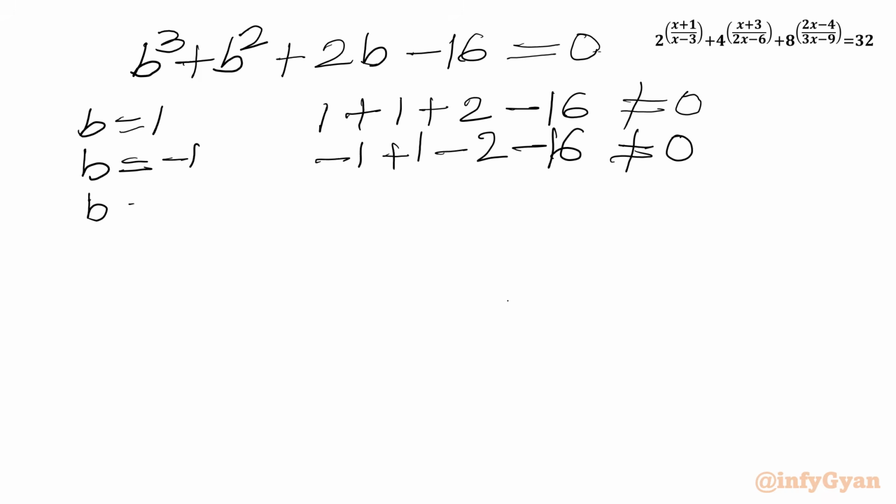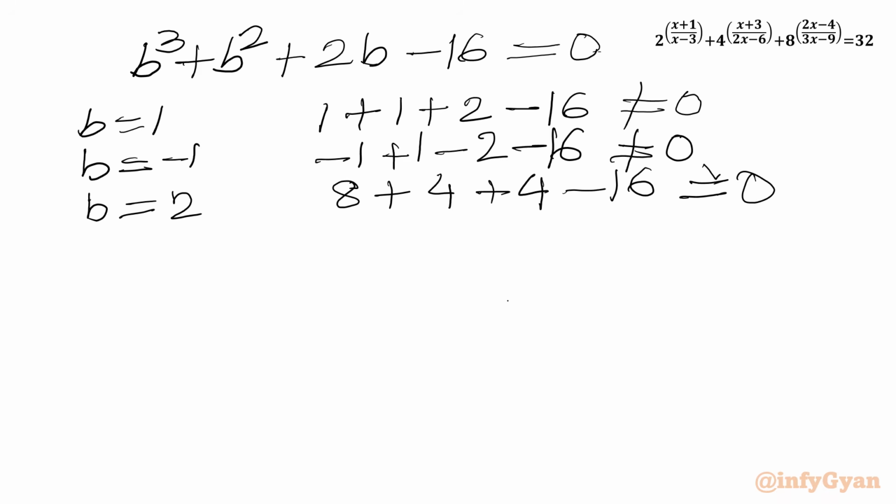If I check b equal to 2: 2 cube is 8, 2 square is 4, 2 times 2 is 4, minus 16. Yes, this time plus 16 will cancel minus 16. So b equal to 2 is our base solution to this cubic equation.